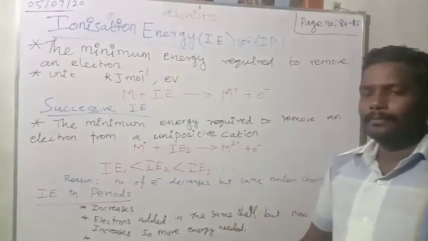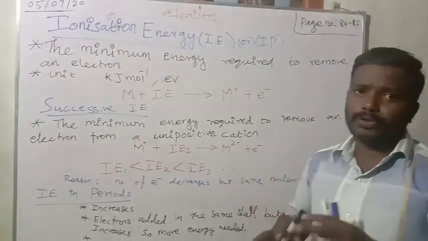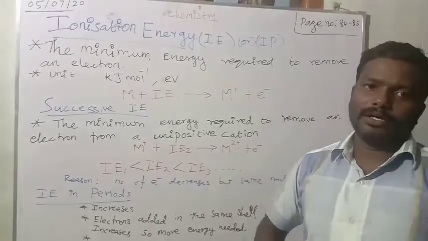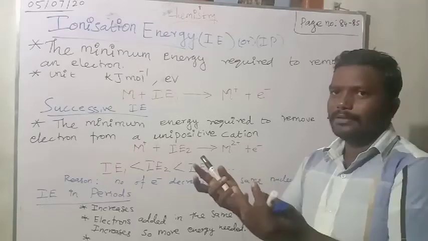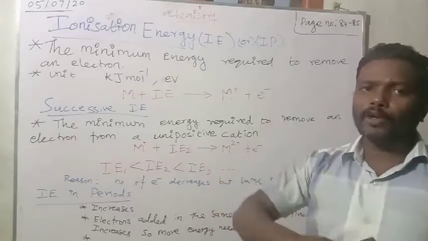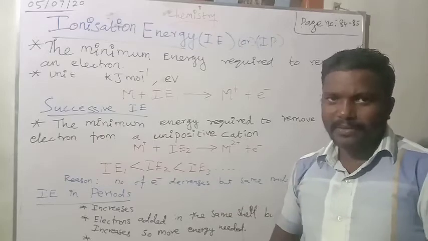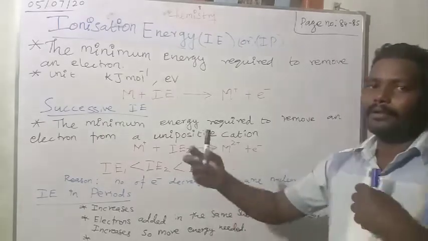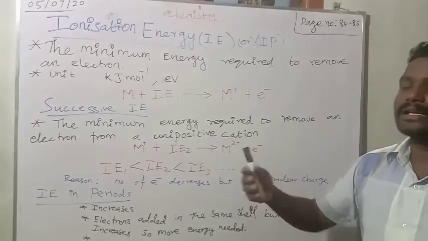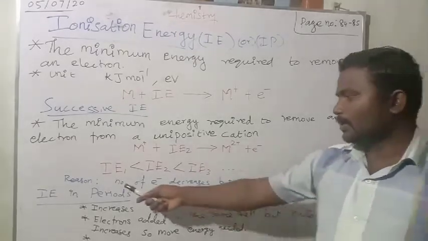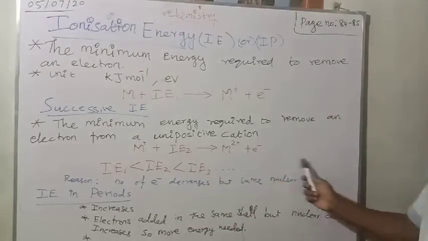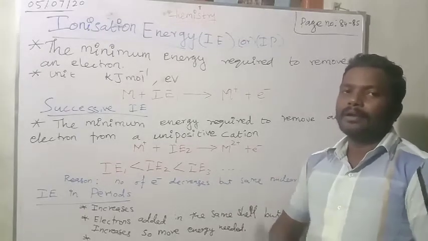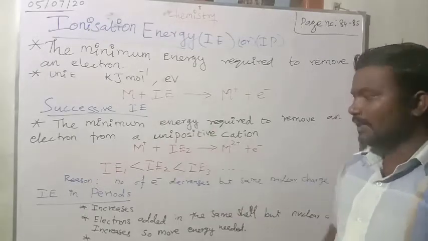But what will happen? The same nuclear charge remains and attracts the electrons. Because of the same positive charge or nuclear charge, the attractive force between the nucleus and the electron increases. Because of this increase in the force of attraction between the nucleus and the outermost shell, we have to apply more energy in successive ionization energy, right? So the number of electrons decreases, but the same nuclear charge exists. Because of this, successive ionization energy will increase, right?